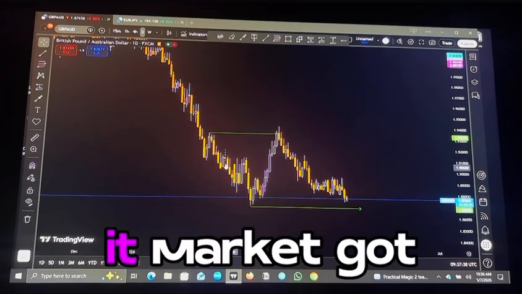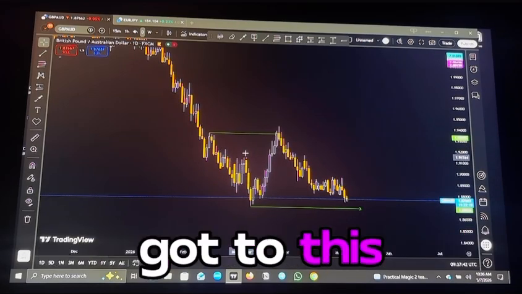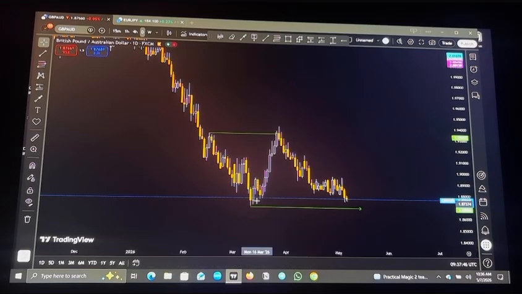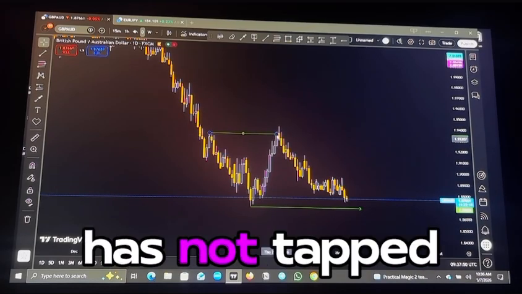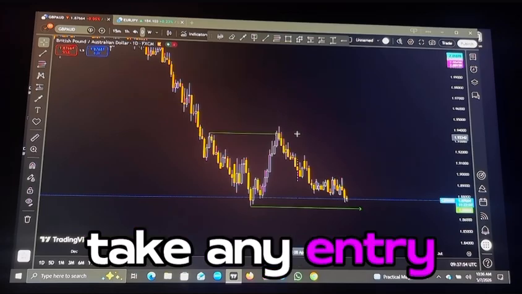You can see it. Market got to this side, it reversed. Market got to this side, it reversed. These are inflation points. Now, so long as the market has not tapped to our value area, there is no way we can take any entry.